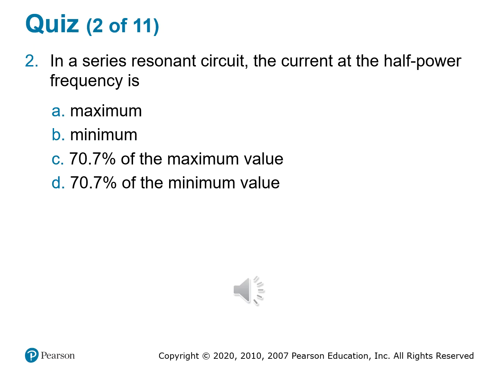Question number 2. In a series resonant circuit, the current at the half power frequency is which of the following? A, maximum, B, minimum, C, 70.7% of the maximum value, or D, 70.7% of the minimum value. Go ahead and pause the video. All right, thank you for returning. And the correct answer here is C, 70.7% of the maximum value.